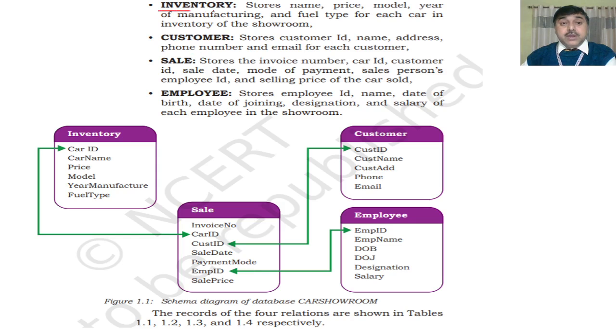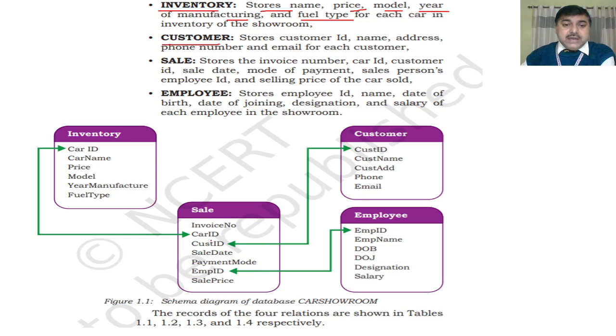We have an inventory. We have a customer. What does the inventory have? Inventory has the store name, price, model, year of manufacturing, fuel type, car, all these things. So they have car id, car name, price, model, year of manufacturing, fuel type. Now we have the sale. In the sale: invoice number, car id, customer id, sales date, payment mode, employee id, and sale price.